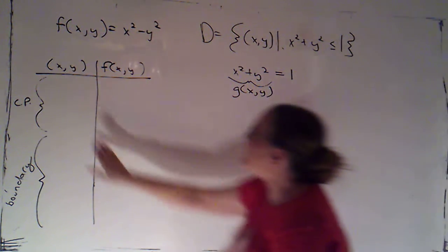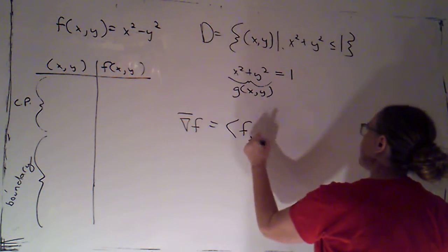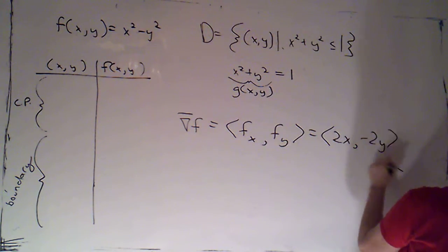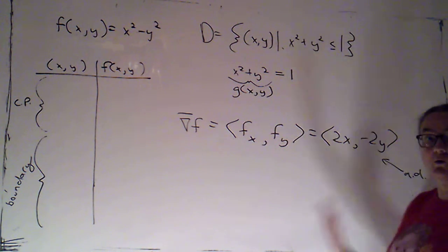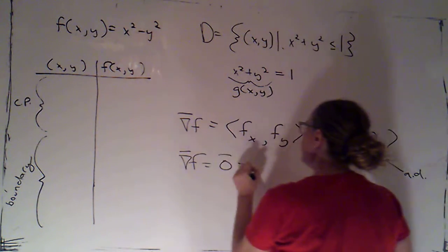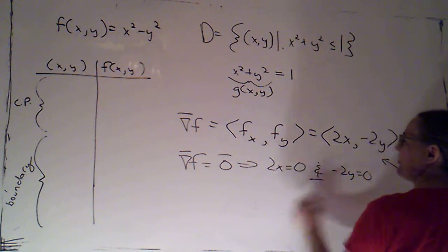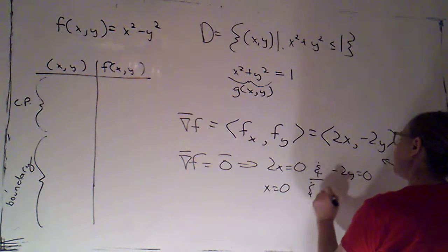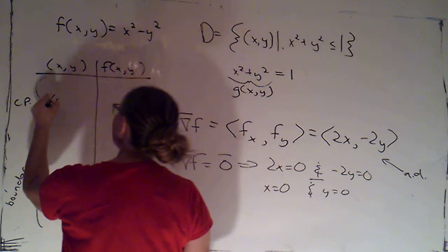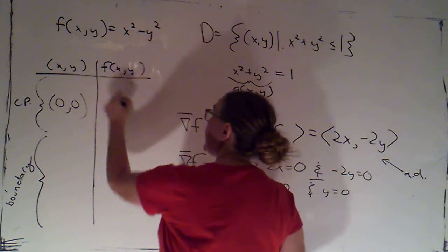Okay, let's find our critical points first. So the gradient of f is f sub x, f sub y. That's just 2x, negative 2y. Always defined, so no critical points from the gradient being undefined. The gradient of f would equal 0 if 2x is 0 and negative 2y is 0. So that just means x is 0 and y is 0. That puts us at the origin. That's definitely in the unit disk. So I'll put that up here. And at the origin, f will evaluate to 0.